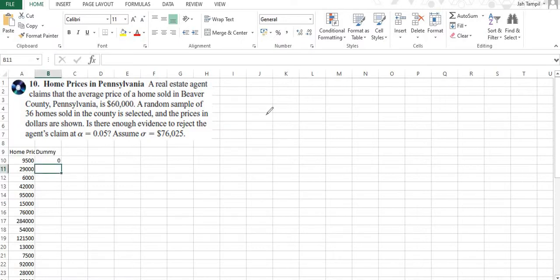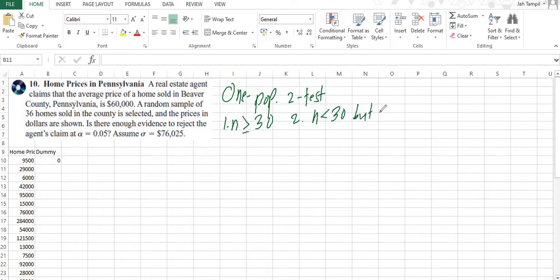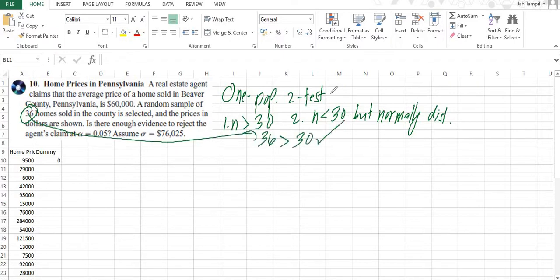So let us now solve this problem. As usual, first we have to check whether this is actually good for a one population z-test. So, it's either that the sample size is greater than 30, or it is less than 30 but it is normally distributed. So, let's check. A random sample of 36 homes. Since 36 is greater than 30, we follow, hence we do the one population z-test.